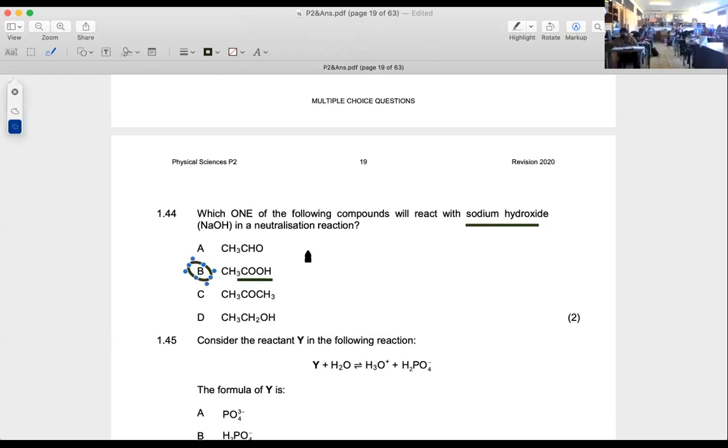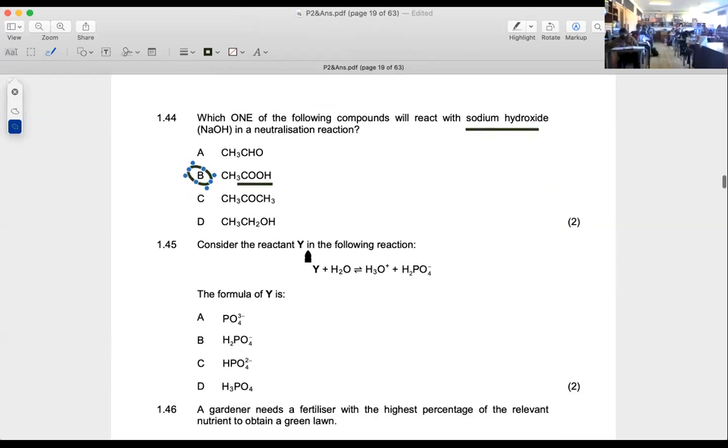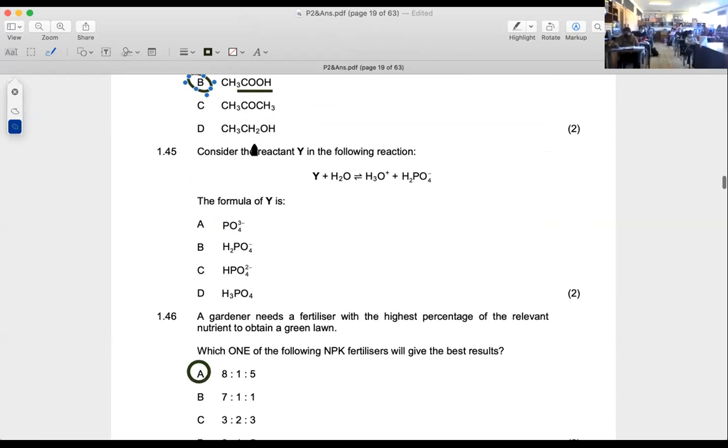It's not quite addition, elimination, substitution, but hey, let's just do it. So what are you looking for? Look for an acid that will react with a base, because they said it's a neutralization reaction.